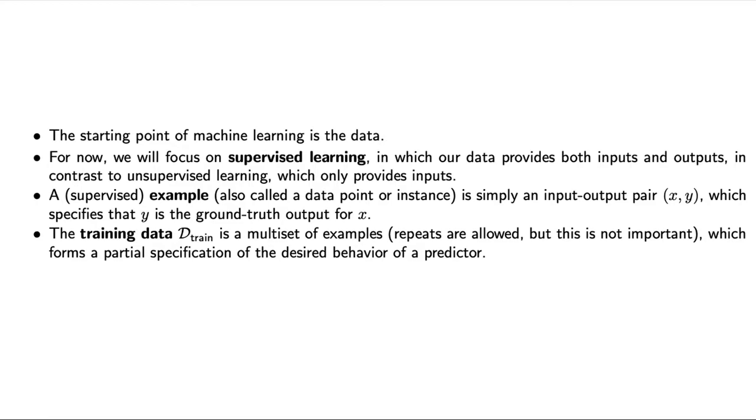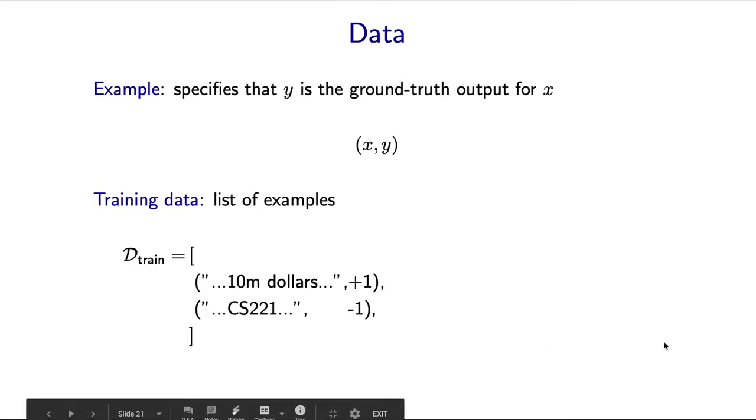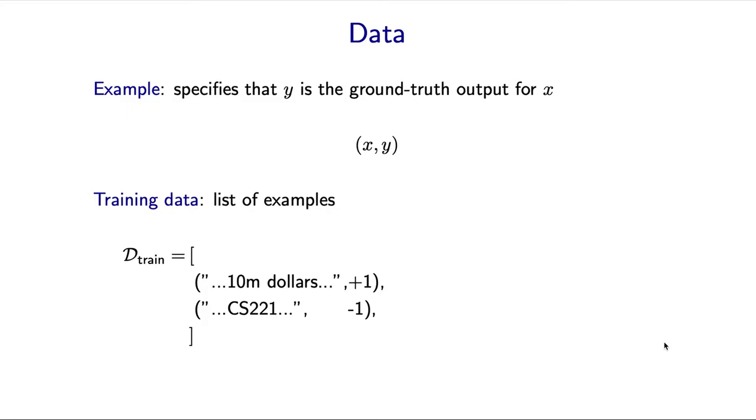So let's talk more about data. Heading to the most basic definition of data, or an example pair: an example of data is where one specifies that y is the ground truth output for x. And this forms a pair, or example, (x, y). We usually write this in function style notation. And what is our training data then? The training data is simply the list of examples that our model incorporates. As you can see here for D train, this is just a list, an array of these (x, y) pairs.